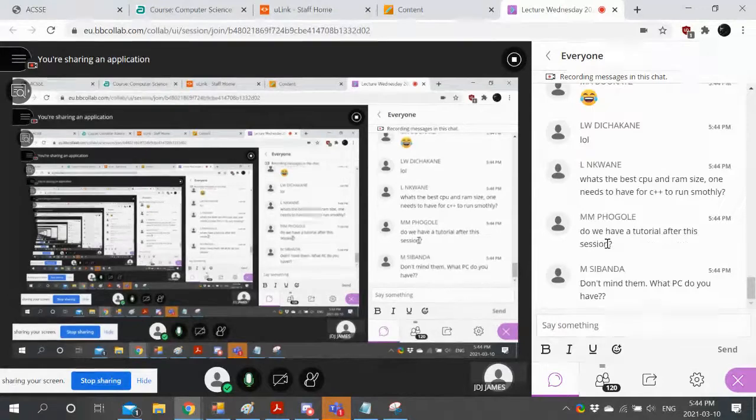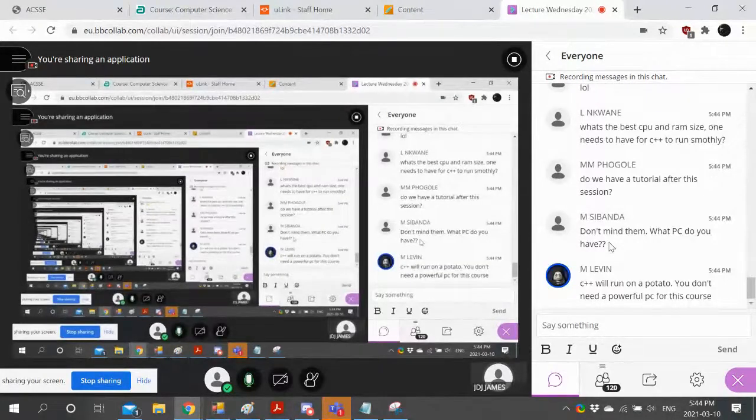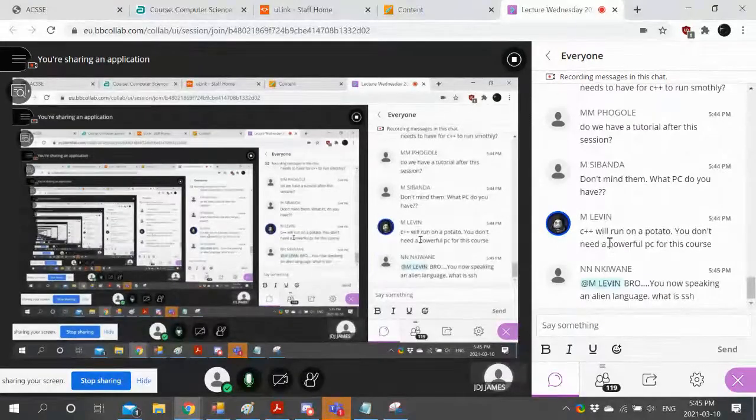Now the question about what the best CPU and RAM is for C++ to run smoothly, it very much depends on what you're doing. Now, the kind of stuff you need for Computer Science 1A and B, to be honest, will work on any computer that was made in the last 20 years. So you'll be perfectly fine. If you're doing both informatics and computer science, then the specifications for Visual Studio will be the ones that your laptop or whatever it is you're using will need to meet. But for Computer Science 1, it's very low spec.